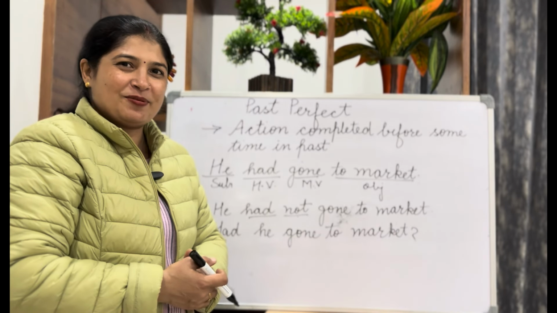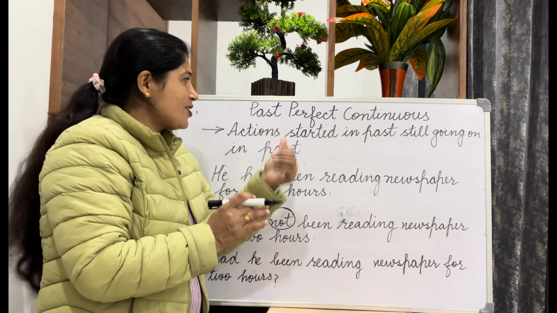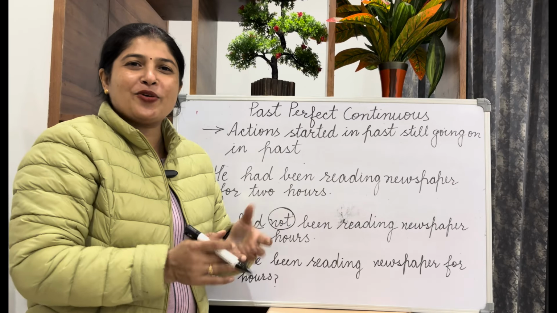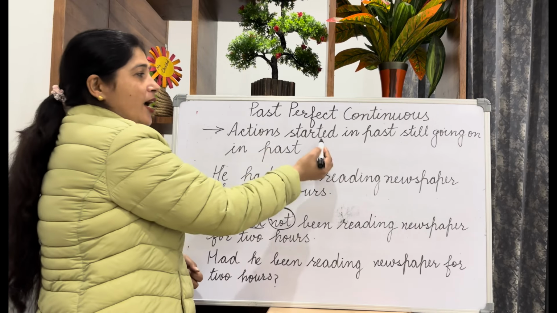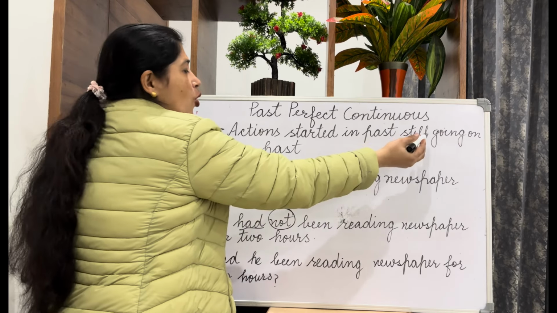Isn't it easy? Now let's talk about the past perfect continuous tense. When do we use past perfect continuous tense? This is used for the action started in past, still going on.